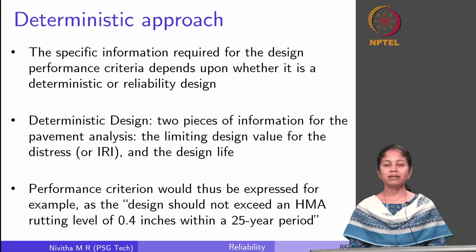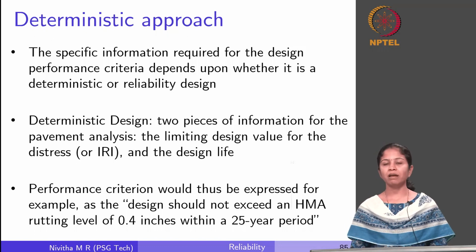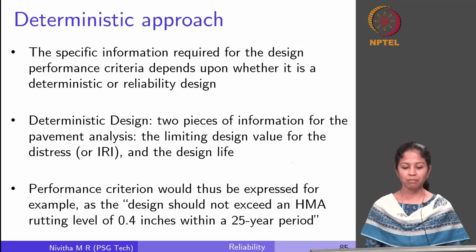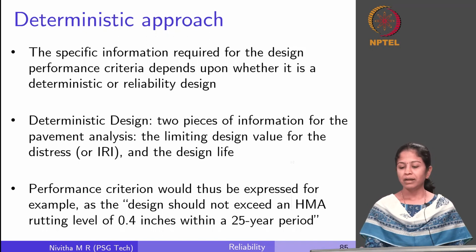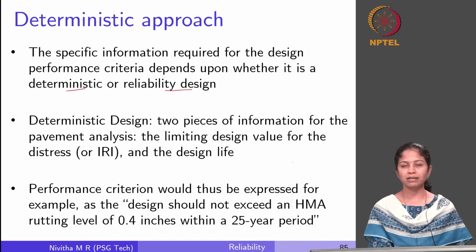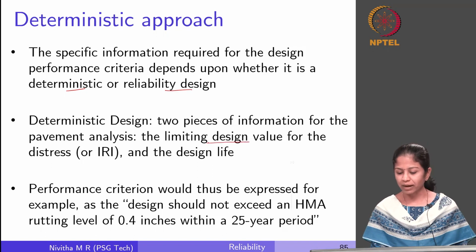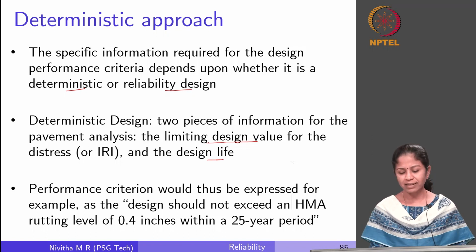Now, there are certain differences between a deterministic approach and a probabilistic or reliability based approach when we are calculating the distresses, right. Let me explain that with an example. So, the specific information required for the design performance criteria depends on whether it is deterministic or it is a reliability design, wherein we take into account the probability. If we have a deterministic design, there are only two pieces of information which are required for pavement analysis. The first is the limiting design value, right, what is the critical value for which we have to design the pavement, and the design life, right.